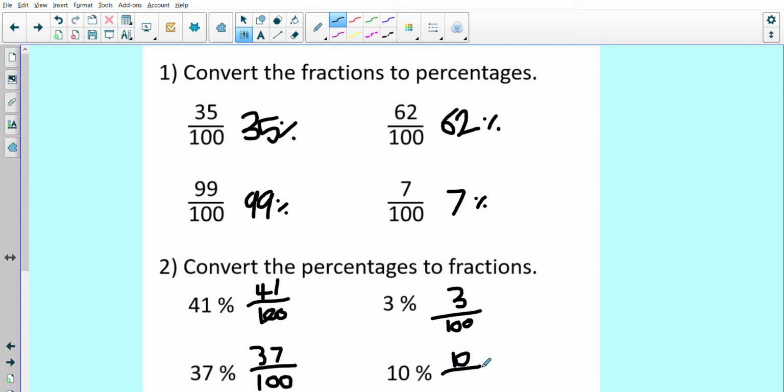And if you've realised that that can be simplified, well done, it can. The highest common factor, the number which is the biggest, which goes into both of these, is 10. So 10 divided by 10 is 1, and 100 divided by 10 is 10. So 1/10 is another equivalent fraction.